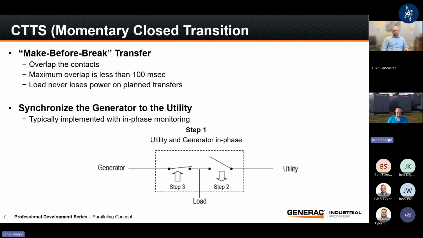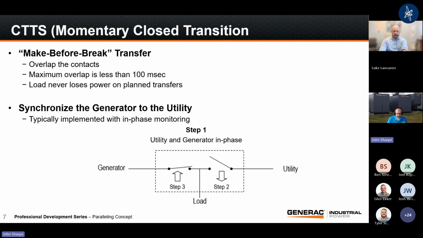This particular switch, what's known as a CTTS, or closed transition transfer switch, is the opposite of that. It's where we're going to take two hot sources, and as we transition from one source to the other, we're going to go hot. We're going to make with the second source before we break from the first source. So it's a hot to hot transfer, and it is a complete overlap of the power. So there is a moment in time, somewhere between 50 and 100 milliseconds, where both sources of power, in this case typically a generator and a utility, will be tied together.